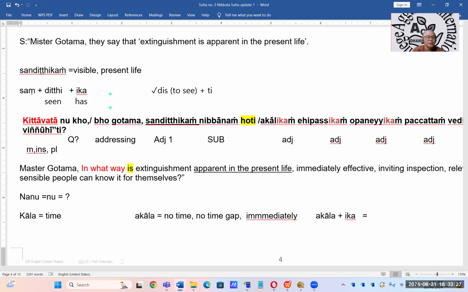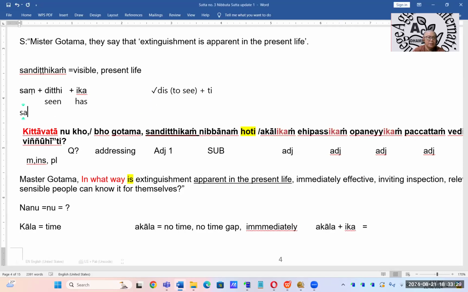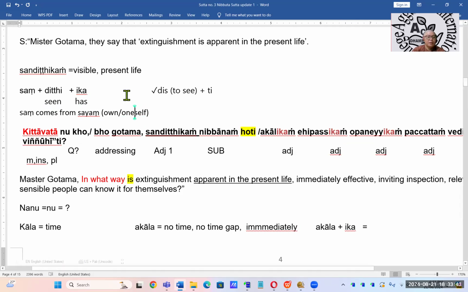So this sayam is coming from Siam, according to the Myanmar source. Siam means own, so it also means oneself. Same meaning, oneself. Right? So dikti, the root is this, to see. So that's why we translate it as visible in present life. All right, so we have this one already.